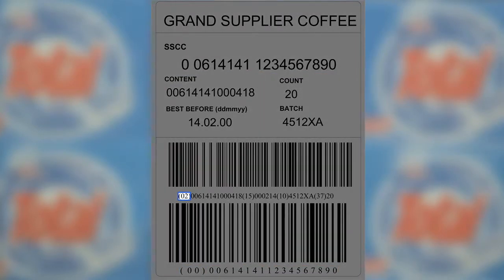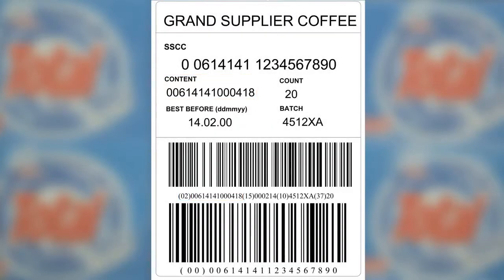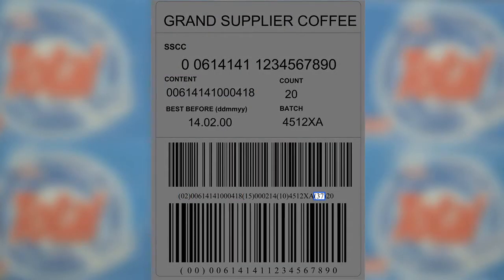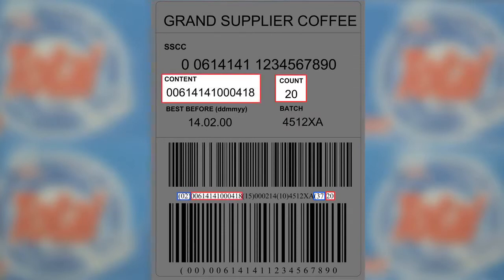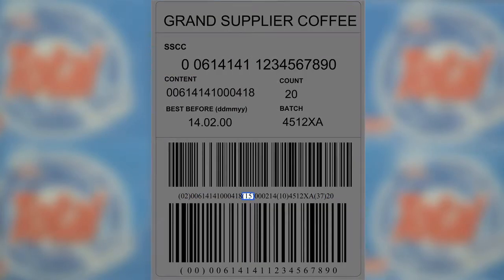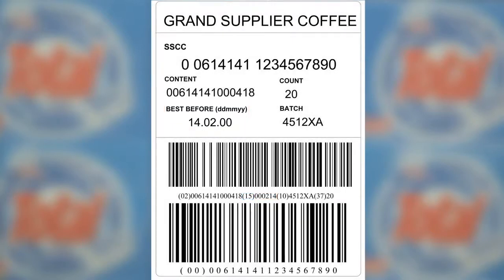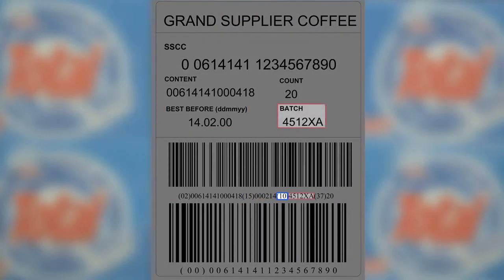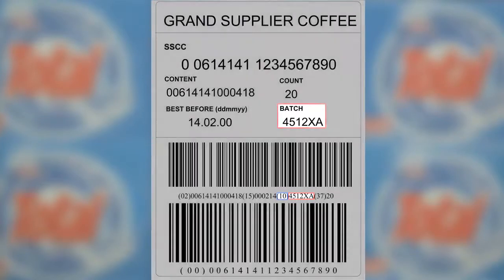The AI02 defines that the following 14 digits is the global trade item number, or GTIN, of the trade items contained on the pallet. The AI37 defines the quantity of trade items contained on the logistic unit. The AI37 has a maximum of 8 digits and is always used in combination with AI02. The AI15 defines the 6-digit best before date using the format year, month and day. The AI10 defines the batch number up to a maximum of 20 digits.